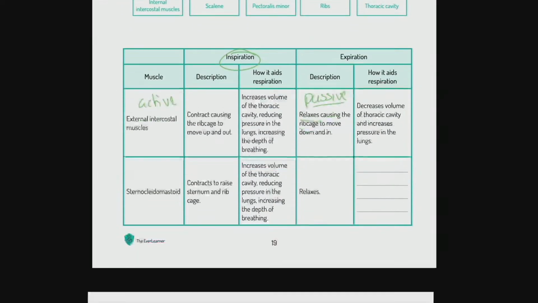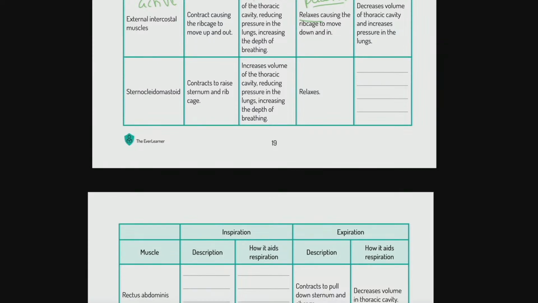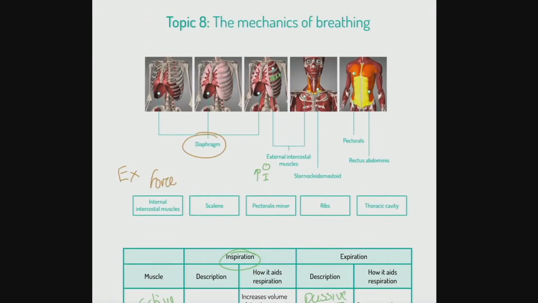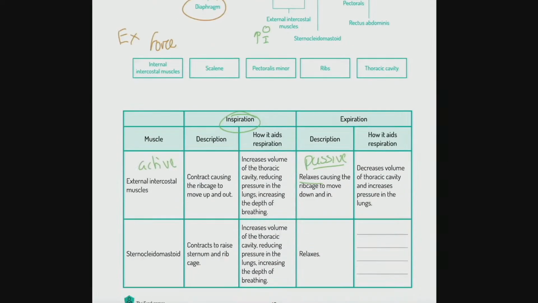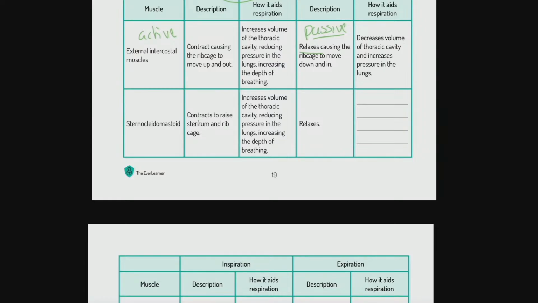Now, this is where it gets interesting. Sternocleidomastoid. Let's position it first of all. Here it is, up the neck, here and here. So the sternocleidomastoid, what does it do? Now, it works during exercise. It contracts to raise sternum and rib cage up. So during exercise, it's pulling up during inspiration. Therefore, we get a further increase in volume of the thoracic cavity and a further decrease in pressure.